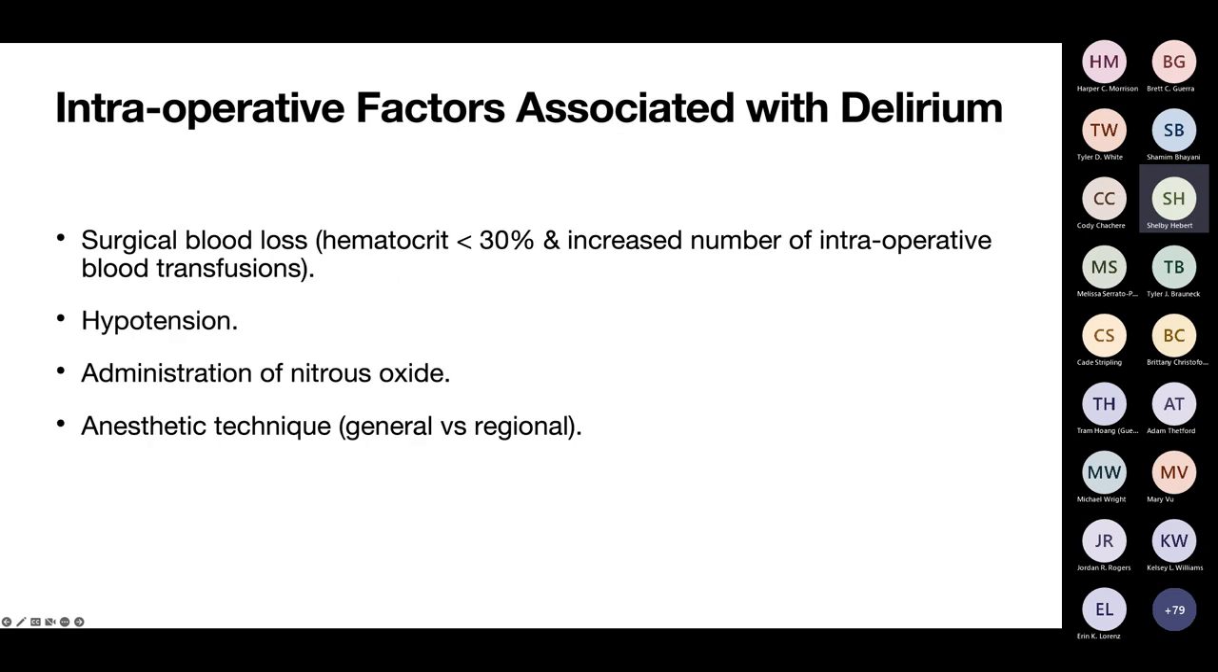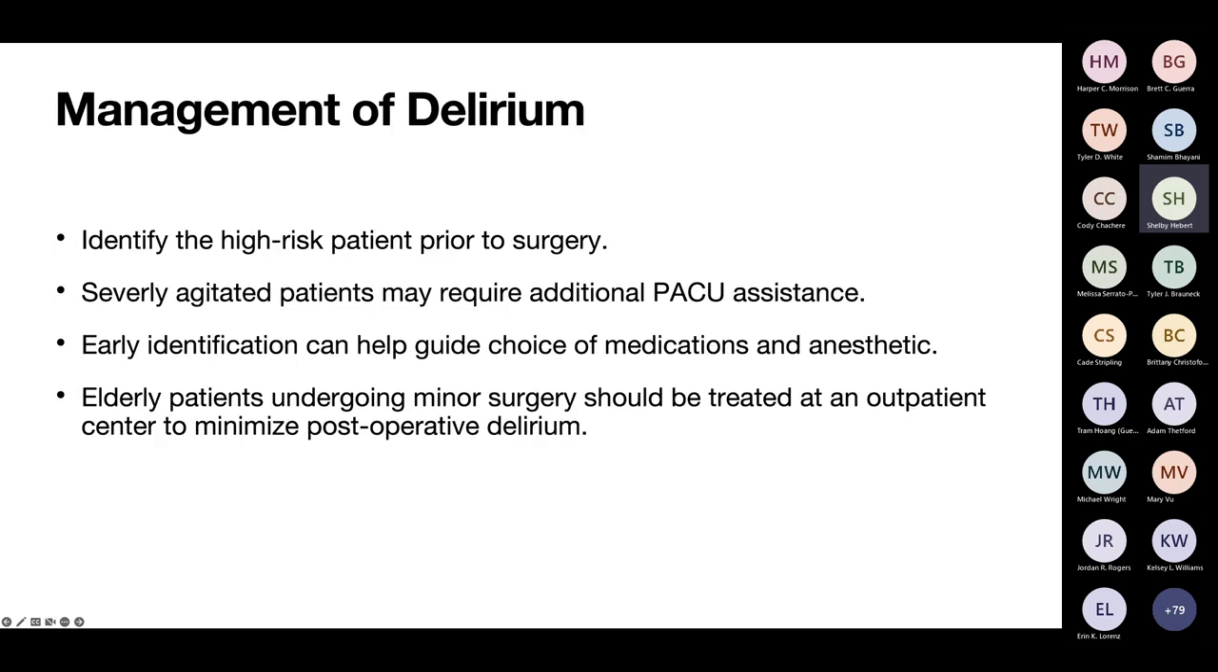Intraoperative factors. If you have pretty significant blood loss in these patients, so think about a hematocrit less than 30, or you had to give multiple blood transfusions, that seems to contribute to it. If they're hypotensive, that seems to contribute to it. Another caveat is that patients that are hypotensive are also higher risk for stroke. So you want to make sure that this delirium is not a stroke, because that's obviously more critical than just delirium in general. Nitrous oxide seems to contribute to it. And then we know patients that get general anesthetics versus regionals have a little bit higher risk of it.